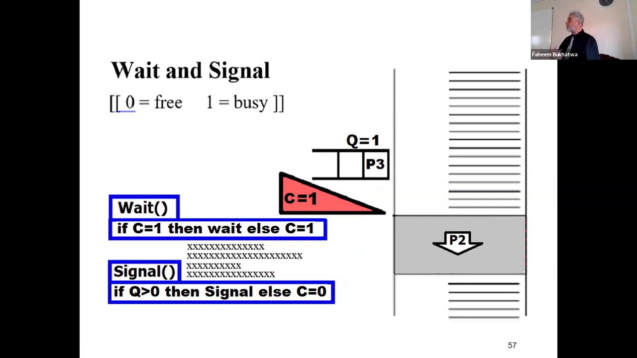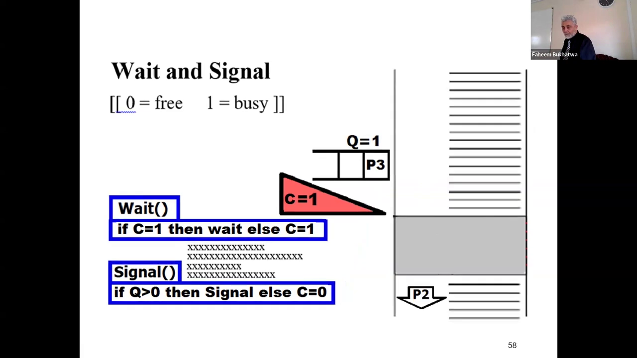Now either a new process will come in or process number 2 will leave. Process number 2 will leave. Will it turn the flag free? Will it tell us that the critical section is free? No. First, see the line says, check, is there anybody in the queue? This question here, if Q is greater than 0, it's like asking, is there anybody waiting? That's what it means. If the number waiting is more than 0, that means there's 1 or 2 or 3 waiting, well then signal them.